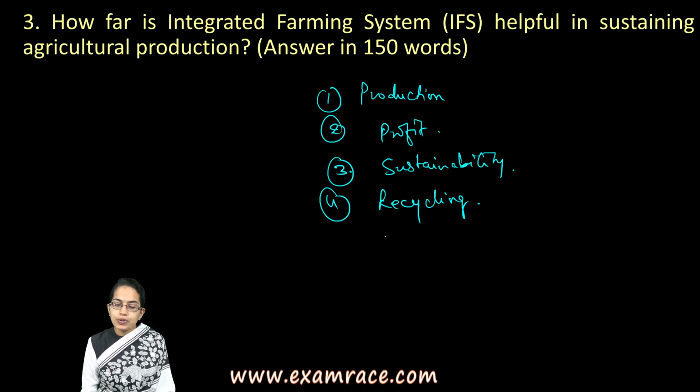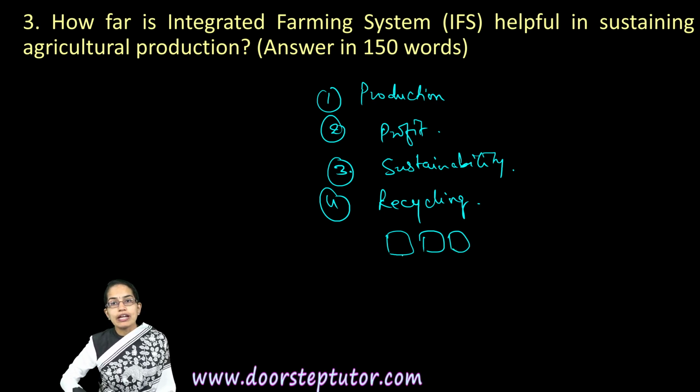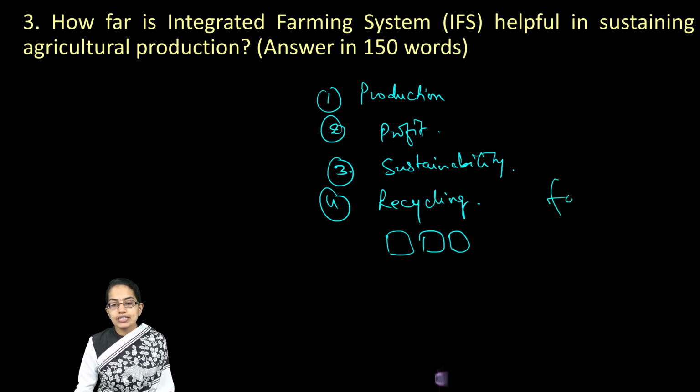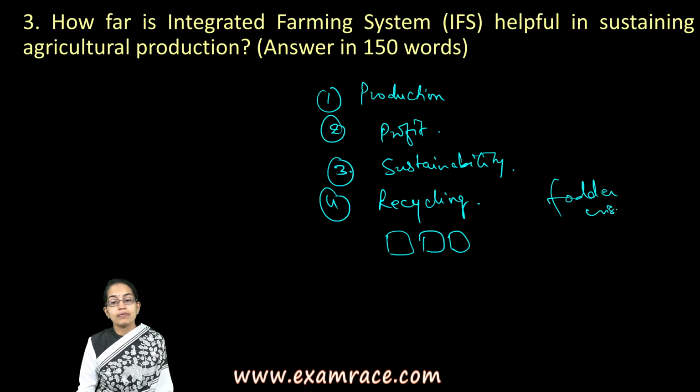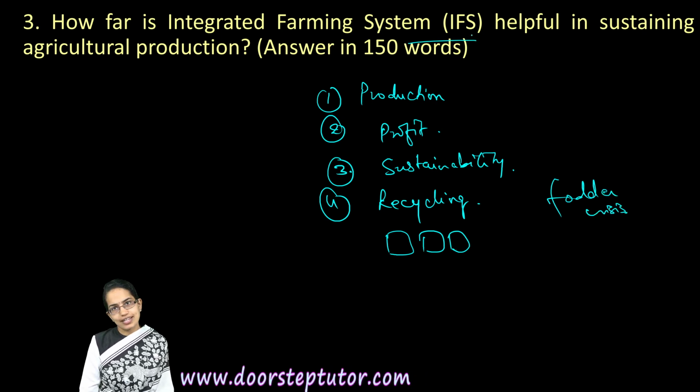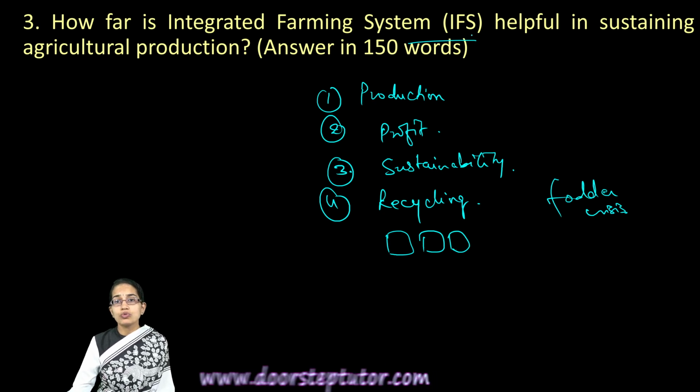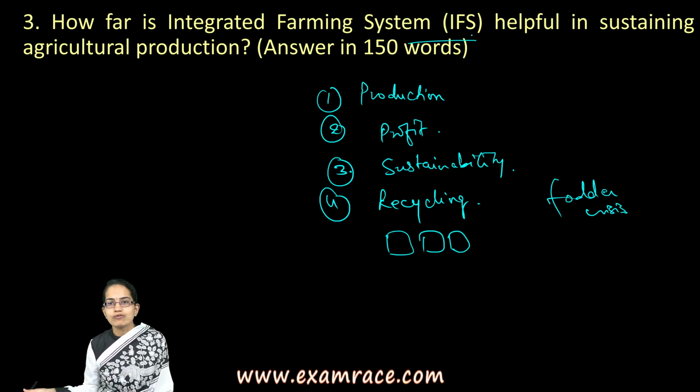You have better utilization of small land parcels, which could be used much more efficiently. If there is a fodder crisis, that could be met because there is an integrated farming system. If you are only producing crops, the fodder would keep on accumulating, and there would be no livestock to have it.